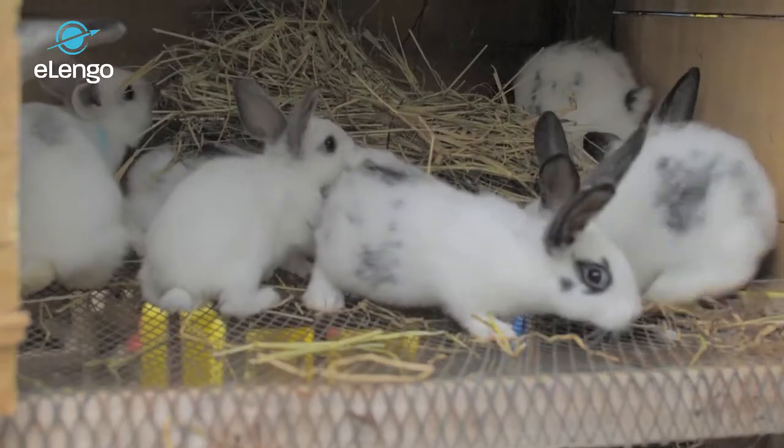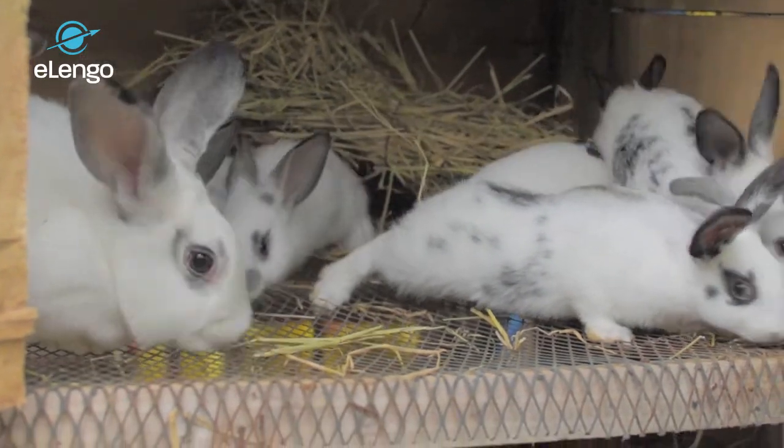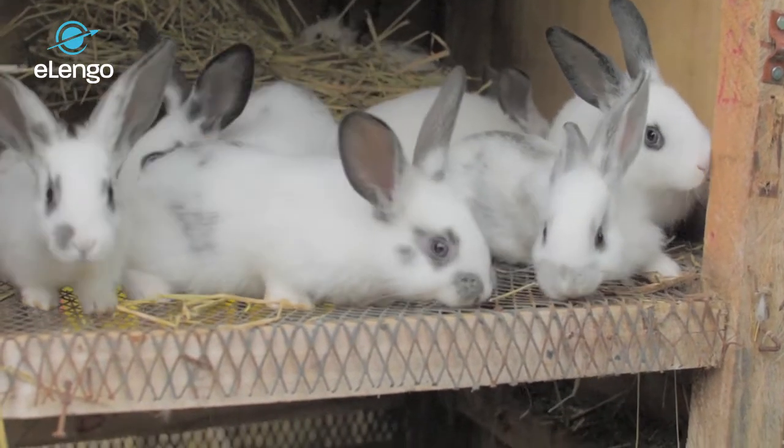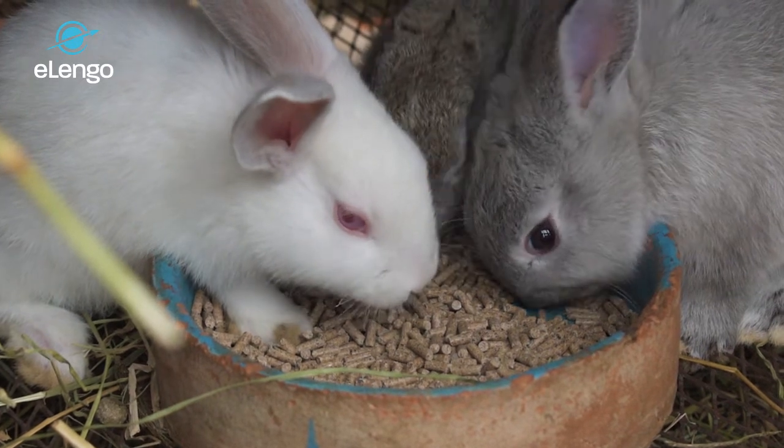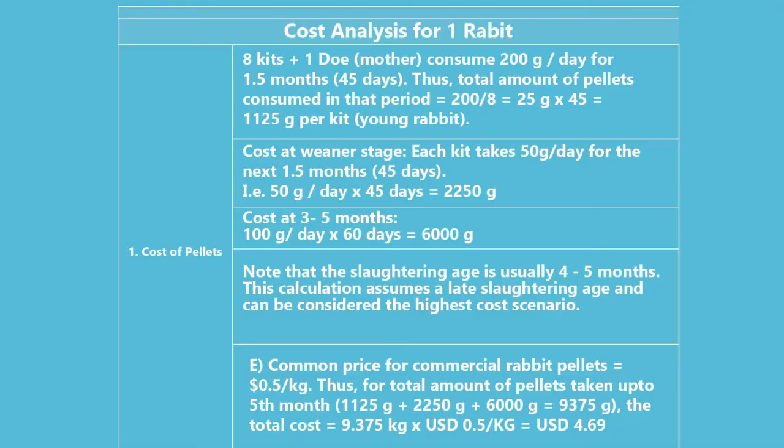When a doe gives birth, as we talked about in the topic on breeding, the average number of kits that one doe can produce is about 8 kits. So if one doe has 8 kits and is consuming pellets of 200 grams per day for 1.5 months, that is 45 days, we need to find the cost of pellets by doing this analysis. For that kit, from birth up to 1.5 months, it is going to consume 200 grams divided by 8, ideally, so that should be 25 grams per day.